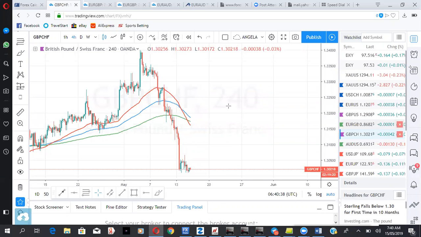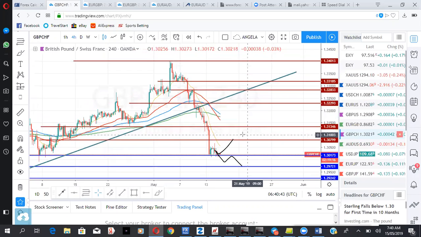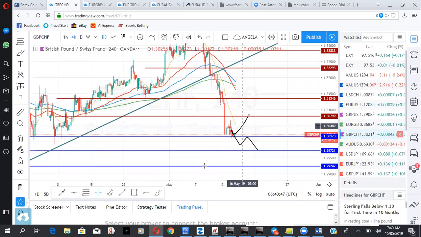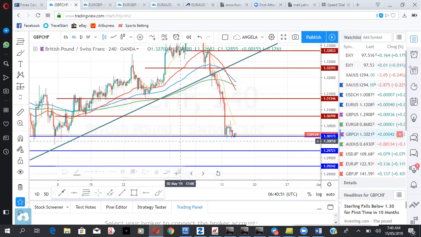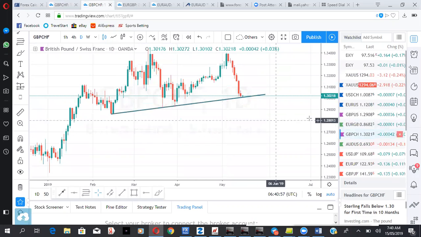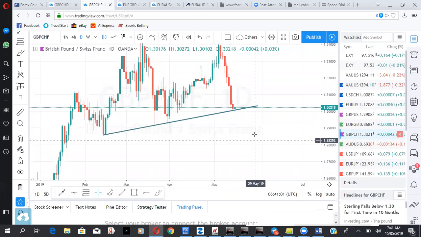GBPCHF. Looking at the GBPCHF, for now he's sitting above a support level. Let's look at him from a daily point of view. GBPCHF from a daily point of view. Yep, this is where he is sitting presently.